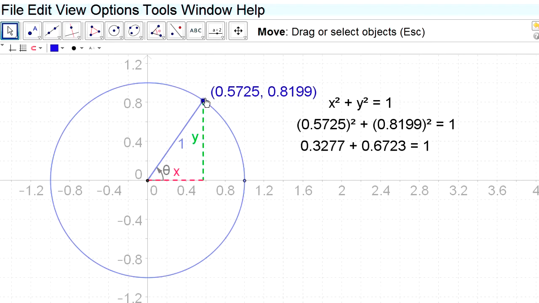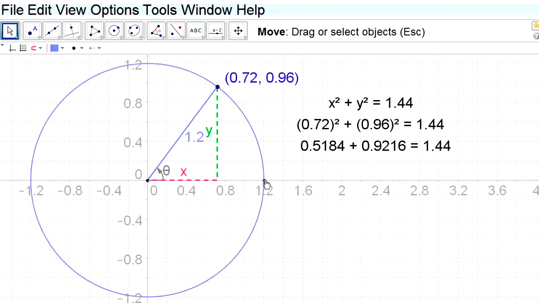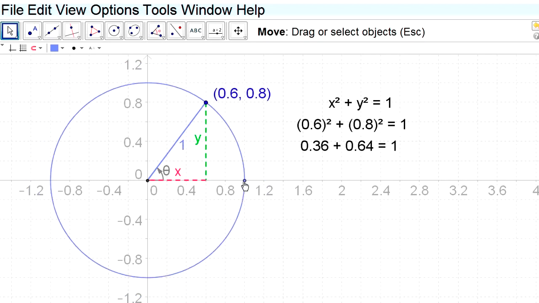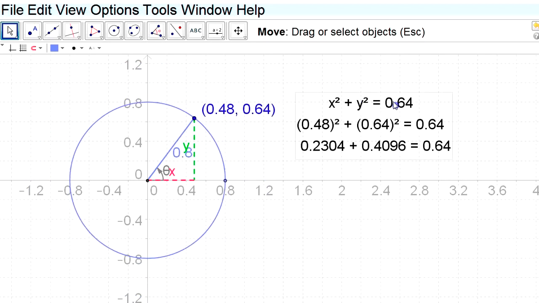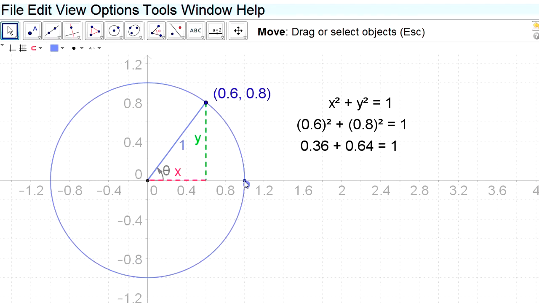Now, if I make this a different radius, a bigger circle, well, now it doesn't work anymore, right? The equation of that circle now with a radius of 1.2 is x squared plus y squared equals 1.2 squared, or 1.44. If I make it smaller, same thing: the hypotenuse, the radius squared, becomes a smaller number. But when I make it exactly a unit circle, a radius of 1, I get that nice equation, x squared plus y squared equals 1.